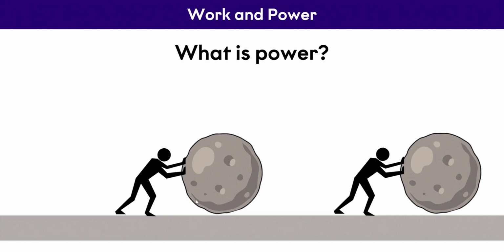Now they've done the same amount of work because we just learned that the work is the amount of energy required to do a job, and they just did the same job. They both pushed the boulder the same distance. Power talks about how fast work is being done. So while the work of these two people is the same, the power will be completely different because one person did the job really quickly, while the other person took forever to do the job.